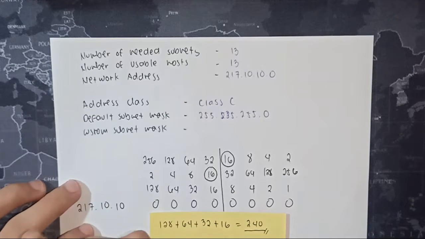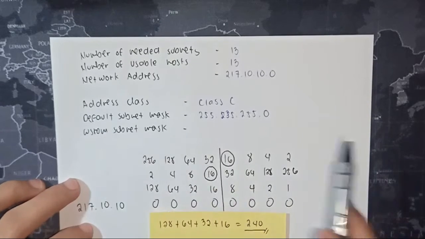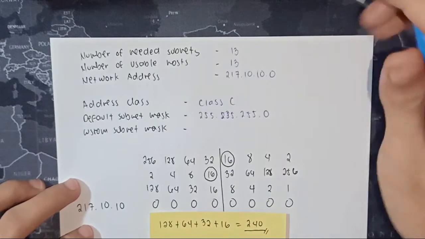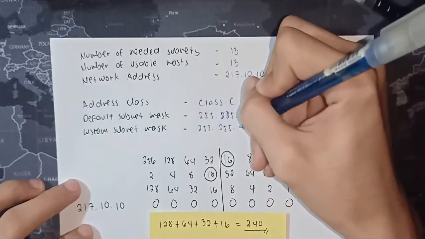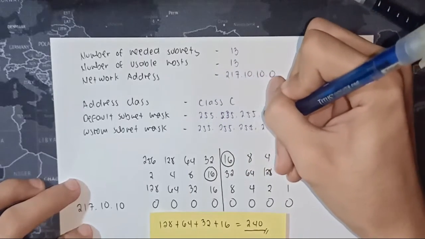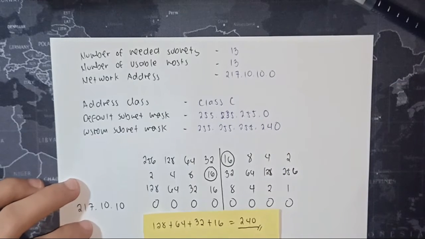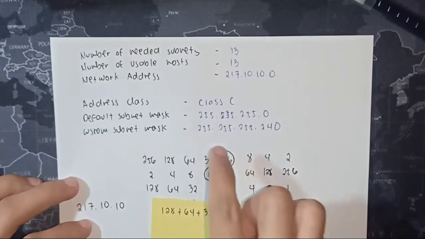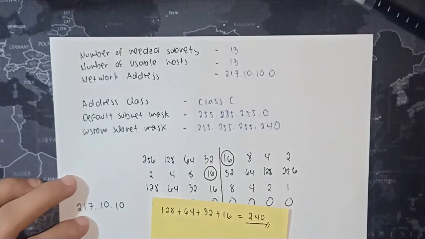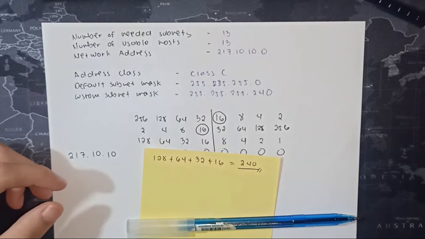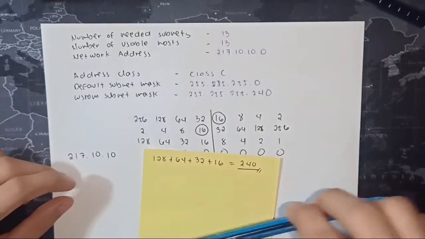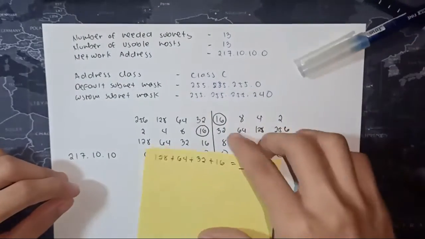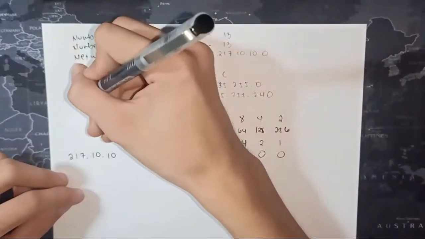So we can now fill this blank. 255.255.255.240. There you have it, the custom subnet mask of this network address. Now, the next thing we're going to do is to get the 6th subnet range. Let's just insert it here.